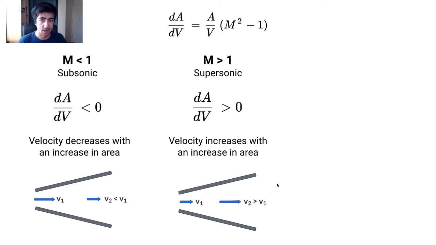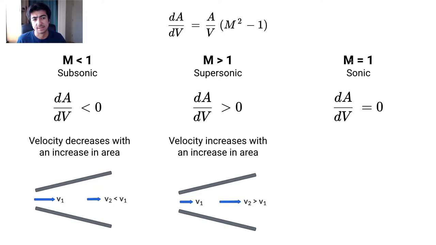You can see that with this diagram here. We have the same variable area duct. The area is increasing along the x-axis, and alongside that we have an increase in velocity. So this only works at supersonic speeds, when we're going faster than the speed of sound. That's the only way we can really increase our velocity as the area increases, right? If we're at subsonic speeds, then along this variable area duct, the velocity would decrease.